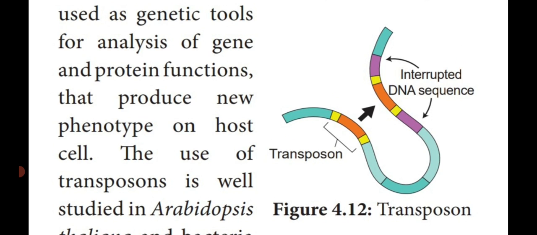They are containing the transposon region, that is two yellow color markings with an orange color in the center. That side interrupts the DNA sequence with this pink color. So this transposon, located on the left side, is directly inserted into the target DNA without making any relationship.